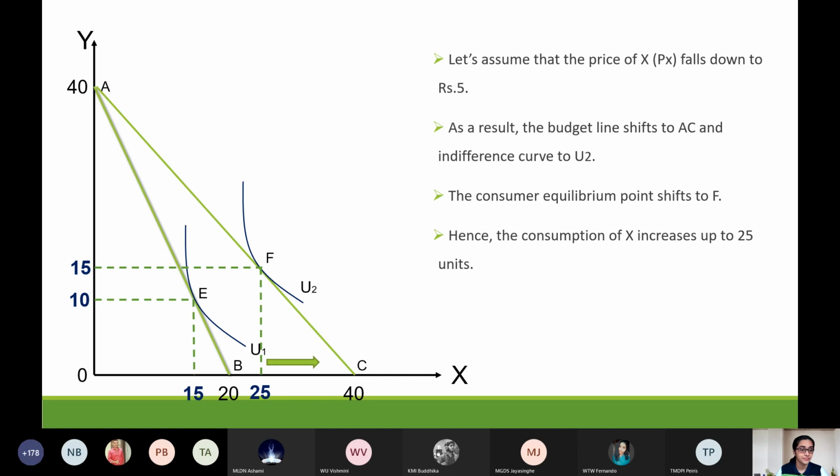Now here, the consumption also increases, 25 units. And the Y consumption is 15. Okay, now you understand. Since the budget line shifts, the indifference curve also shifts and the equilibrium point is also changing, right? So it's 15 and 25 now. Imagine, imaginary thinking.